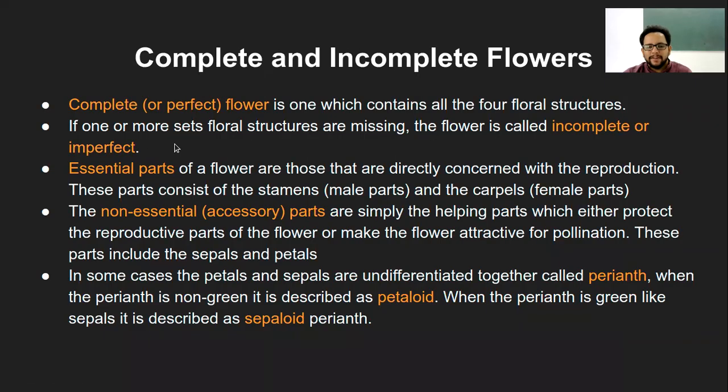Now the essential parts: this specifically refers to the ones which are directly concerned with reproduction. So the essential parts of the flower are those that are directly concerned with reproduction. And these parts consist of your stamen, that is your male reproductive structure, and the carpels or pistils, which are the female reproductive structure. And they are the essential parts.